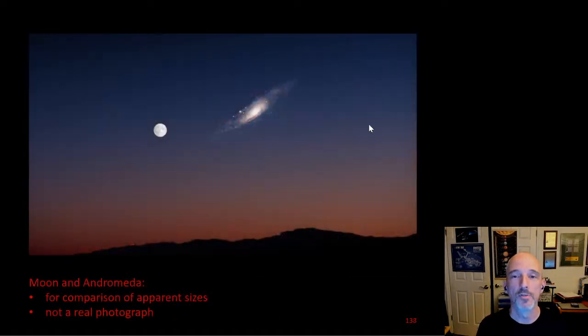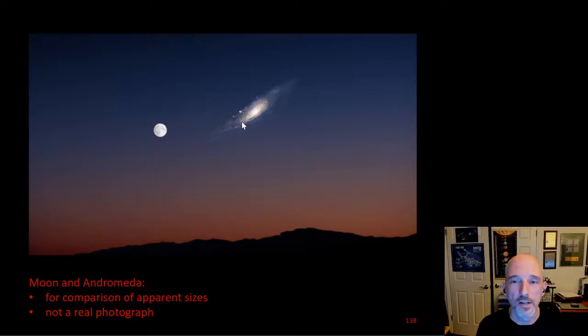And here's an example of how big it is currently. Now, you would never see this arrangement. You would never see the moon next to the Andromeda galaxy like this. They're not really in the same area of the sky. But just to compare the sizes, if you could see the Andromeda galaxy fully with your naked eye, it's this big in the night sky. It's like 6 full moons across.